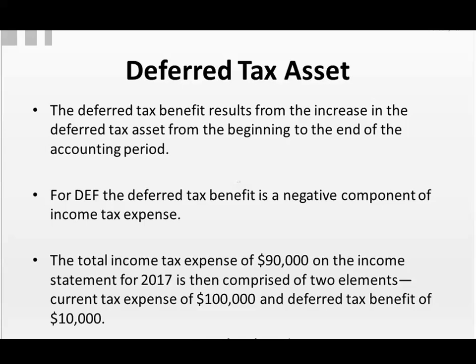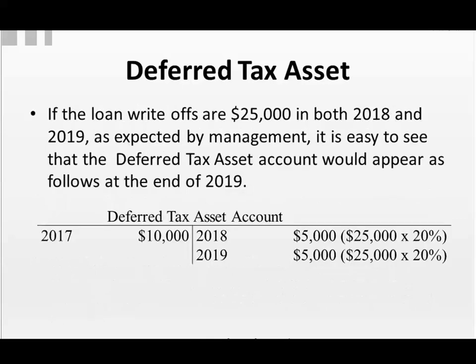Again, if you had access to the books and records, and you can get your hands on a general ledger, it would look like that. In other words, in 17, you set up the receivable for the tax asset for the $10,000, and then as you wrote the loans off, $25,000 each year, you got a $5,000 benefit in 18 and a $5,000 benefit in 19, which is really the collection of that receivable. All right? So it makes a lot of sense, whether it's a liability or whether it's an asset.